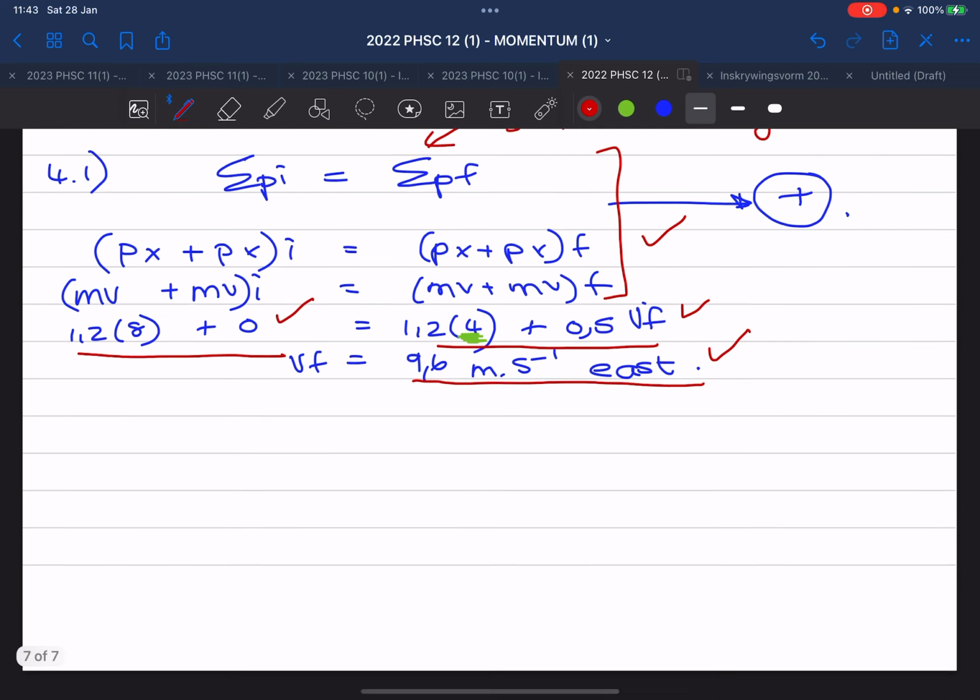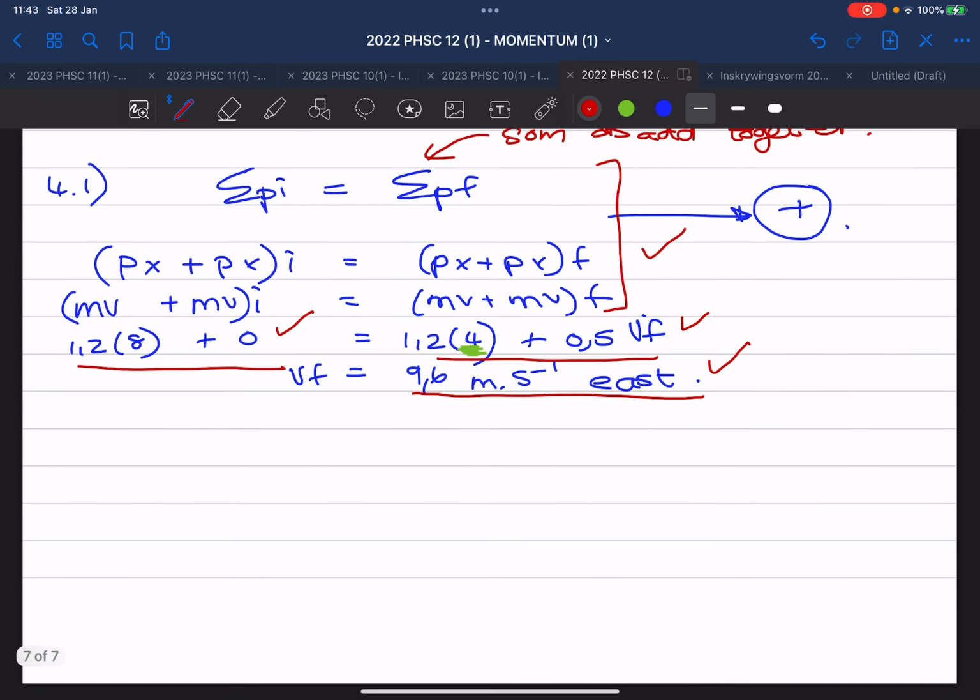Reg, dan vra hulle vir jou by 4. So sorry, that was 4.2.1. Then at 4.2.2 they ask, calculate the average force. So hulle soek die krag, the average force, wat trolley X gedurende die botsing op trolley Y uitoefen. Okay, so they ask for trolley X, that the force that trolley X exerts on trolley Y.